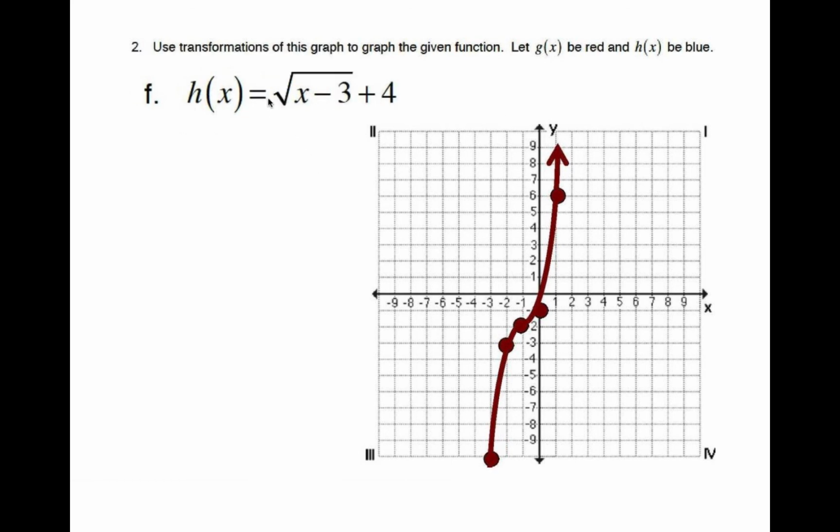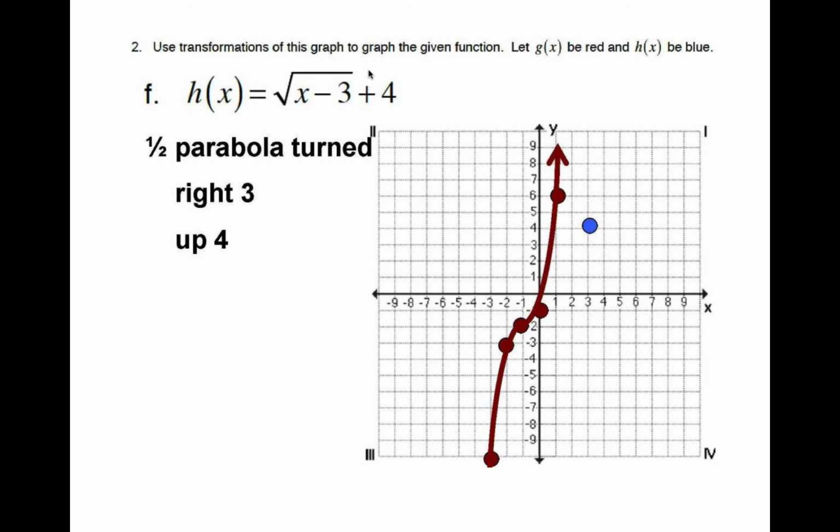For h of x, this is not a cubic function, so it's not going to be S-shaped. Instead, it's the square root function, which is that half parabola turned, or the lowercase r if you prefer. So there's no flip. We do opposite, same. So right 3, up 4. So starting at 0, 0, I'm going to go right 3, up 4, put the dot. That's going to be the start of my square root.